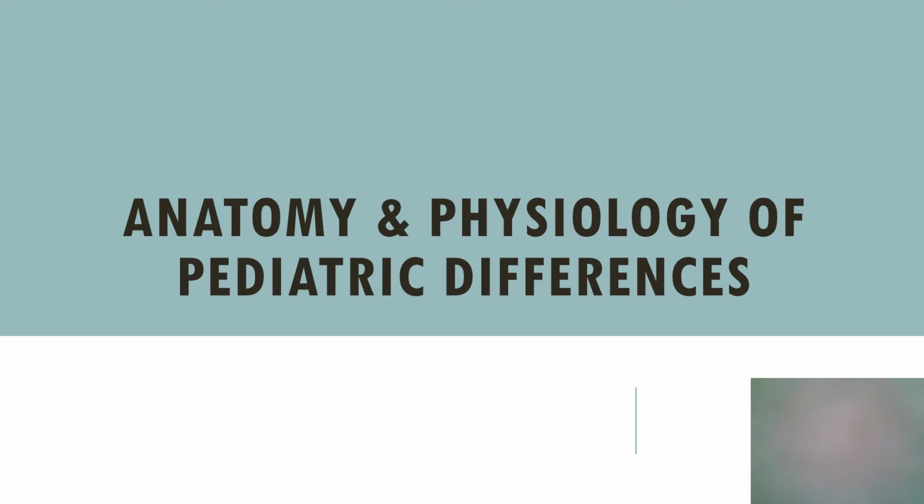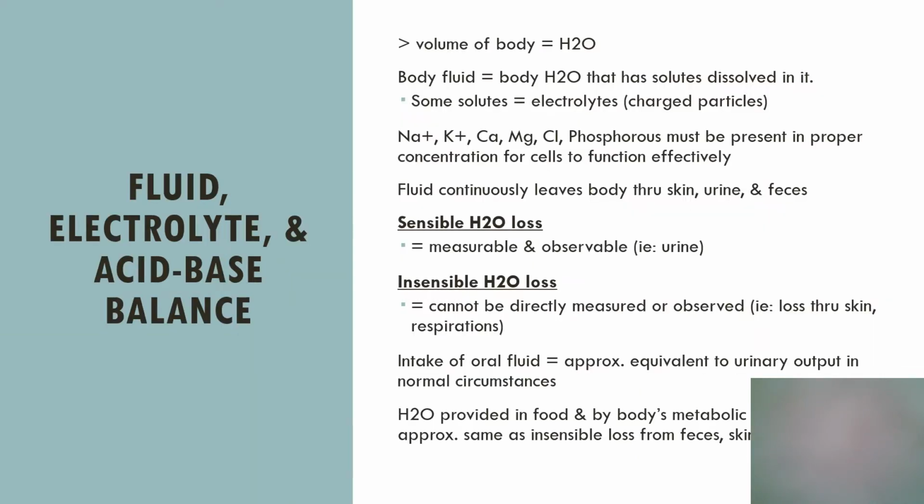Okay, so let's talk about the differences in the anatomy and physiology in children when it comes to fluid regulation in their bodies. First of all, we do know that our bodies are made up of a large proportion of water. Our body fluid has a lot of water in it with electrolytes concentrated in it. The most common electrolytes we're aware of are sodium, potassium, calcium, magnesium, and chloride. Our class lecture will really focus on sodium and potassium.